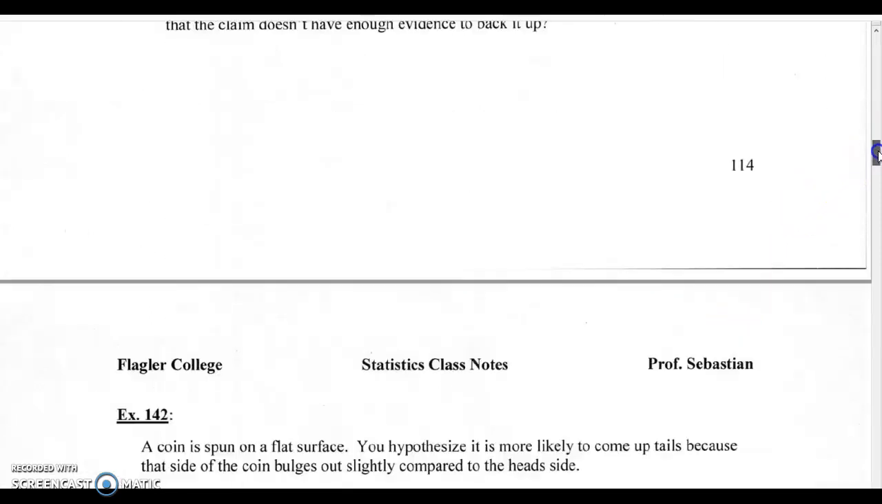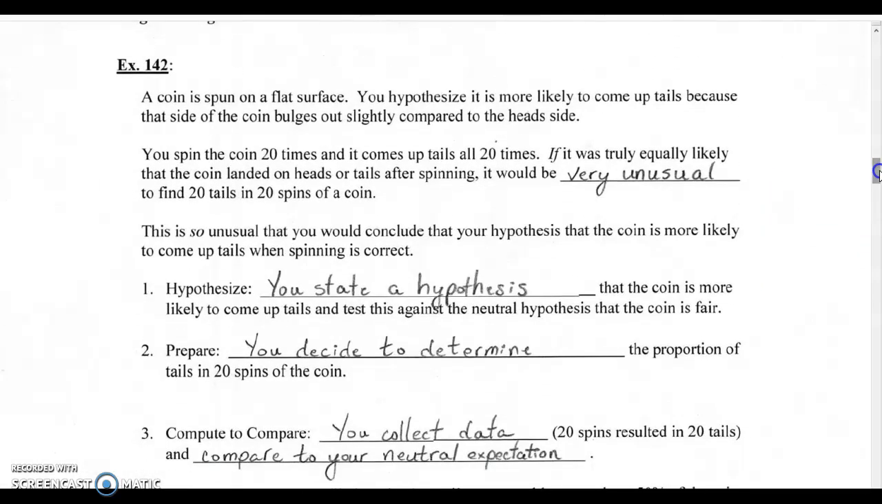So what do I mean by that? Let's go through a thought example. This is not a hypothesis test, but it's an idea of showing you the different pieces of it. Let's say a coin is spun on a flat surface. You hypothesize that it's more likely to come up tails because that side of the coin bulges out slightly compared to the head side. All right, so we make a hypothesis. We think, hey, this is going to come up tails more than it comes up heads.